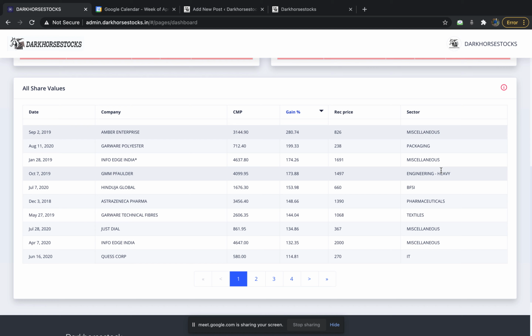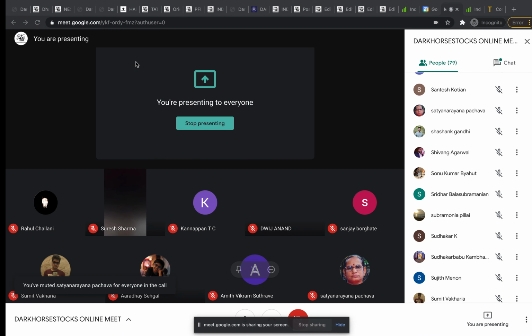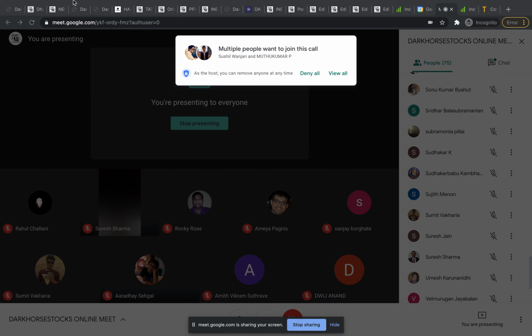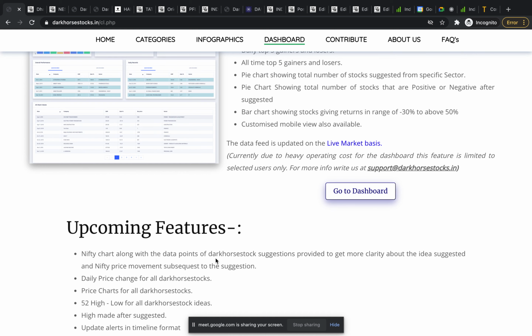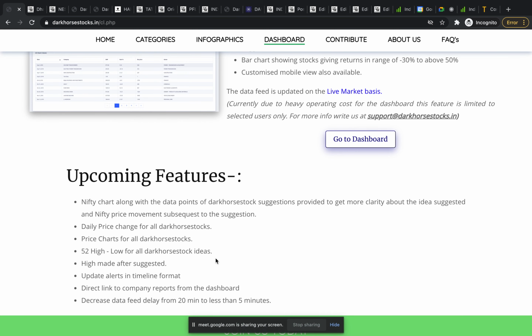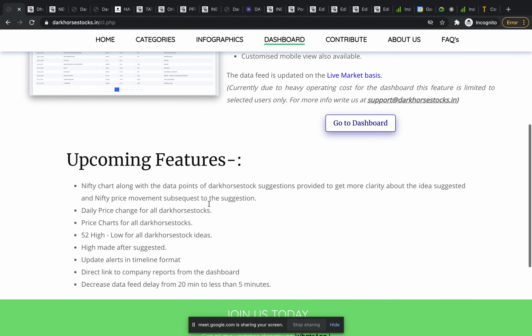One other thing that users are requesting is why we don't add separate sections for news and other features as well. If you check the new upcoming features, you can find that we are working on adding Nifty charts as well as daily price change for the stocks.